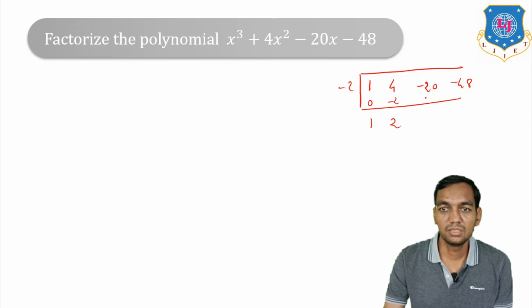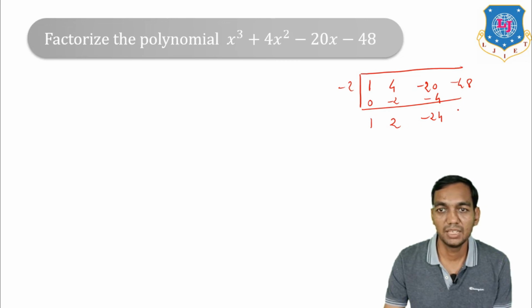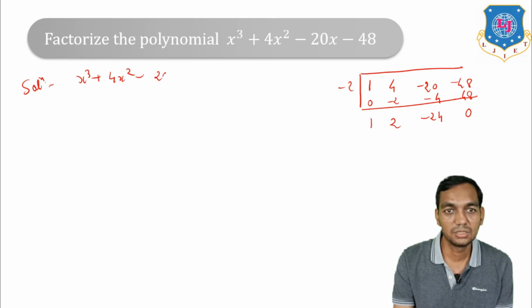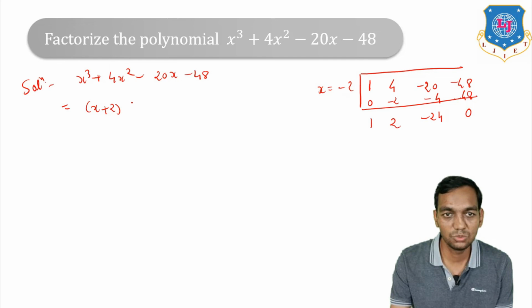2 into minus 2, that will be a minus 4. So minus 20 minus 4 is minus 24, and minus plus 48, so plus 48. So this term is 0. That means if you are starting with the solution, then x cube plus 4x square minus 20x minus 48 is equal to x minus minus 2, because this is x is equal to 2, that means x plus 2 is a factor, and the second factor is from this one, x square plus 2x minus 24.